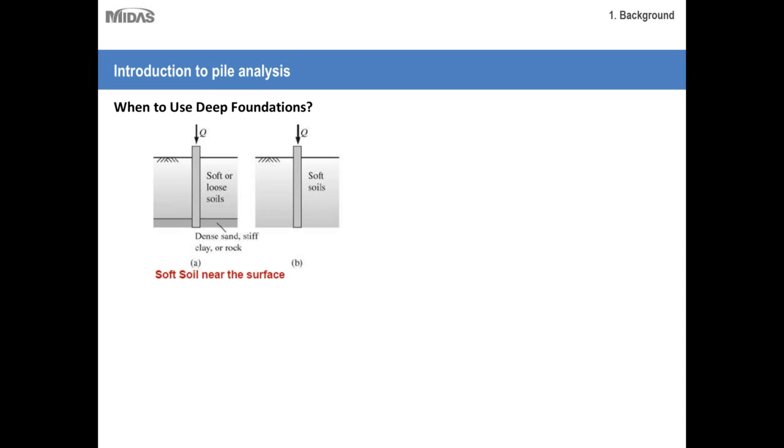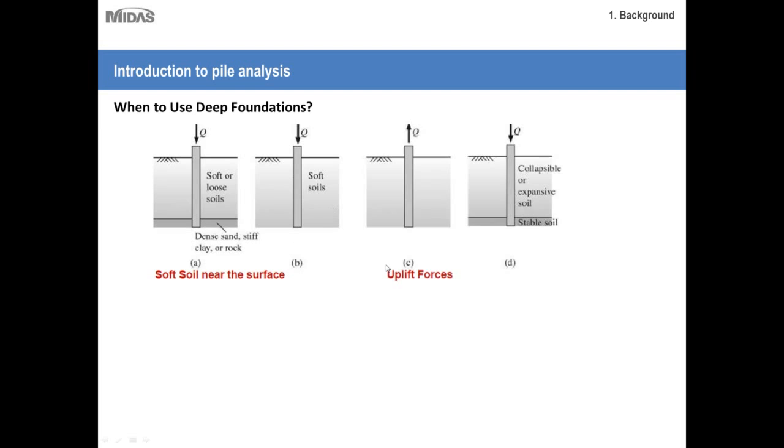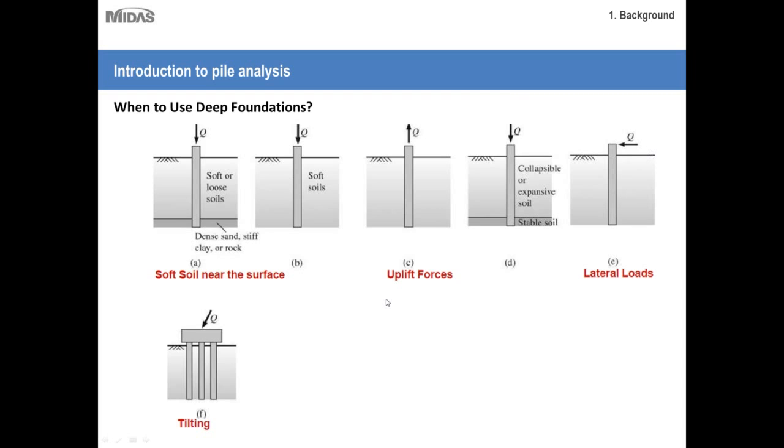If you are working on soft soil near the surface, you will need deep foundation to carry your load to the stable strata. If you are working with soil layers that have collapsible or expansive soil, that means there is a huge uplift force, then you need deep foundations. If you are working in conditions where there are high lateral loads, you need deep foundations. If the force exerted by the superstructure is eccentric to the center of gravity of the foundation, it can cause tilting effects. In these scenarios, you need deep foundations.